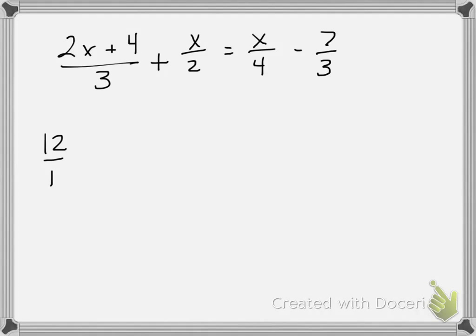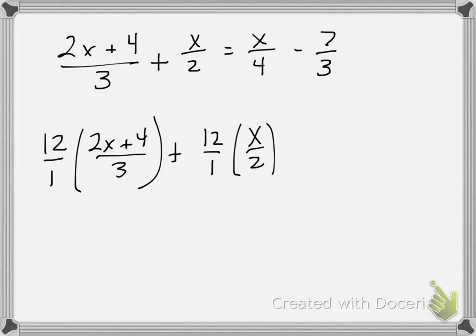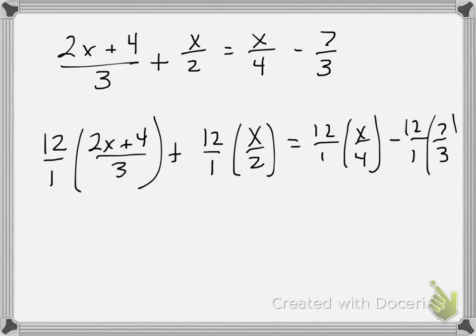And I'm going to do something that looks a little funny, and that is to put 12 over 1. And as I copy down the rest of the problem, let me explain why I did 12 over 1, and that is so you remember that we multiply straight across. All right, and so I will continue writing down this problem, x over 4, minus 12 over 1 times 7 over 3. Okay, so notice I've multiplied every single term by 12 over 1.